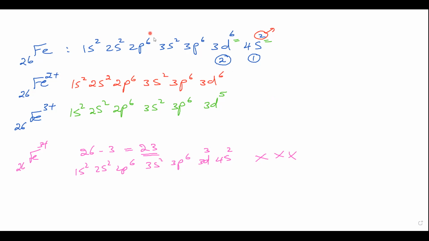Let's have another example. If I have copper, for example, we said that copper is one of the exceptions. The electronic configuration of copper is 1s2, 2s2.